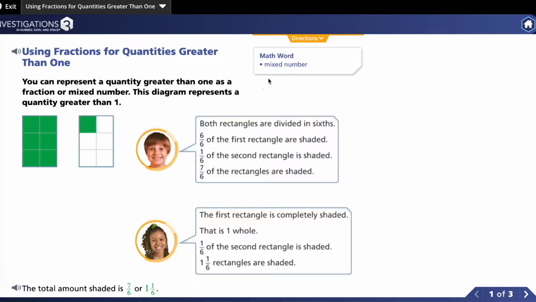So fourth graders, a mixed number is a number that has whole numbers and fractions. And it's a number bigger than 1, like this. And we can write it in two ways.